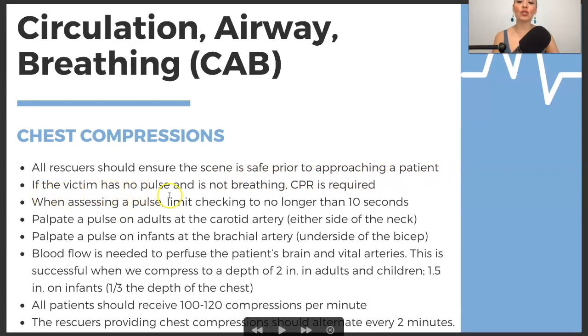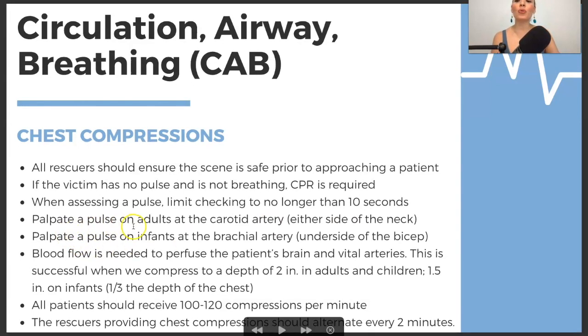If the victim has no pulse and is not breathing, CPR is required. Again, no pulse, compressions. When assessing a pulse, limit checking to no longer than 10 seconds. This is like the third time this has been in here, again, because it's a test question.